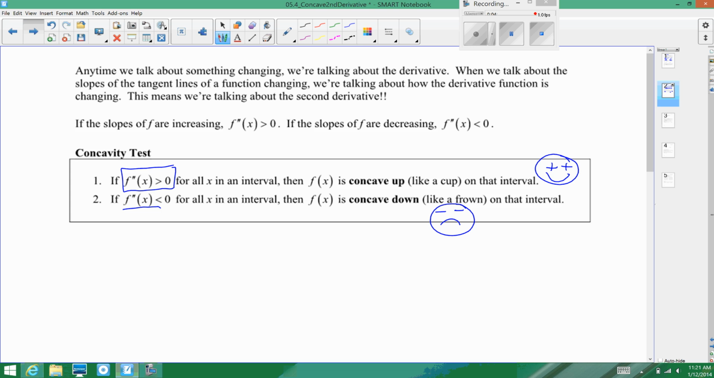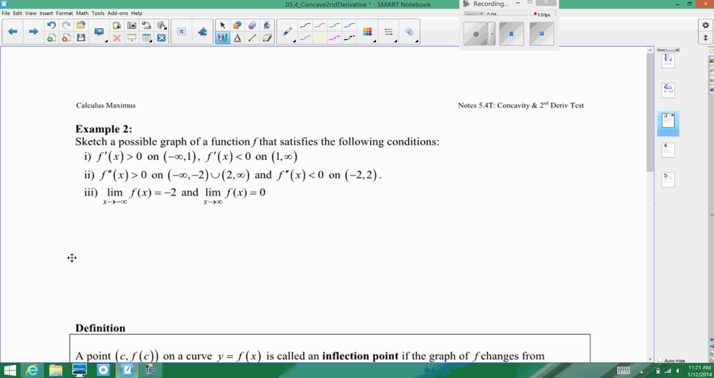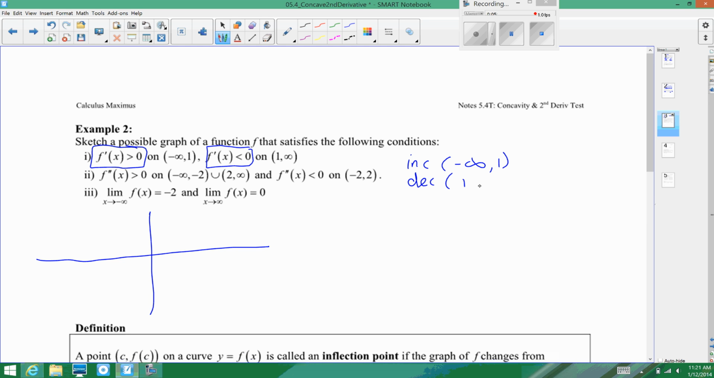Let's look at an example here. Sketch a possible graph that satisfies all of these conditions. Let's break down what some of this means. Maybe we'll be able to piece it together. When the first derivative is positive, that means our function is increasing. So it's going to be increasing from negative infinity to 1, and then our function's going to be decreasing from 1 to infinity. We have a lot of different ways that this graph could look.